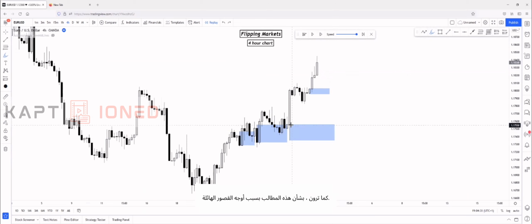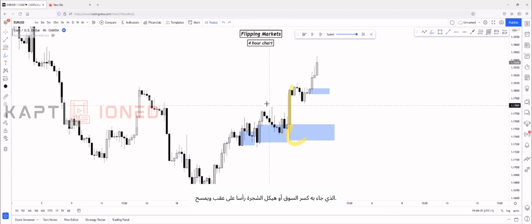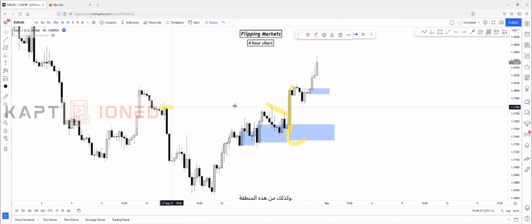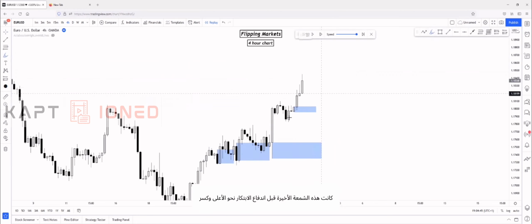As you can see on this demand zone, a huge inefficient push came into the market, with a break of structure to the upside, and liquidity was taken from this region and also from this region. We have this last demand zone here. As you can see, this was the last candle before the inefficient push to the upside, the break of structure and the liquidity sweep. So we will have this last 4-hour demand zone. We will expect some reaction on this zone.